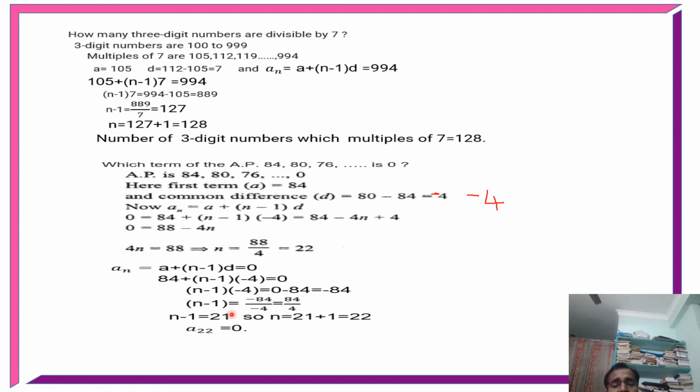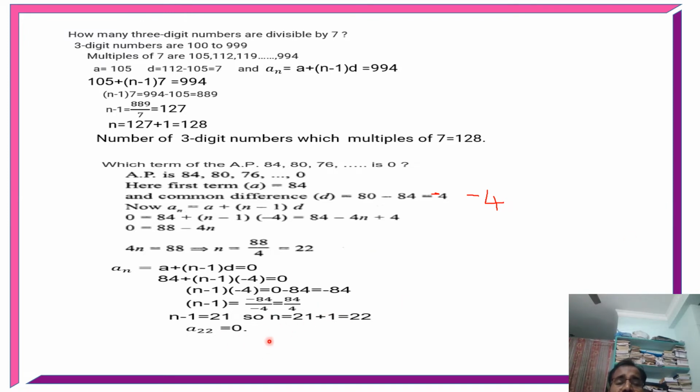So n minus 1 equals minus 84. Here minus 4 is in multiplication, so it transposes to division. Minus 84 by minus 4, minus minus cancel, 84 by 4, which is 21. But we require the n value. So n equals minus 1 transposed to the other side of the equality becomes plus 1, n is 22. So the 22nd term of the given AP is 0.